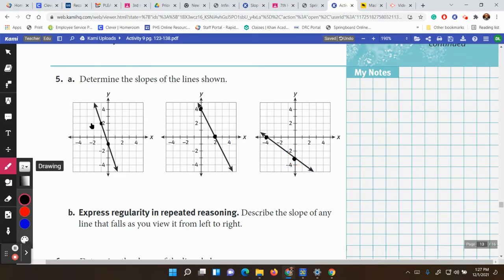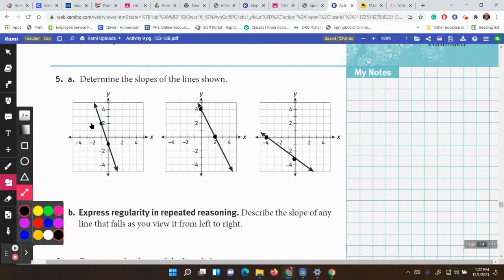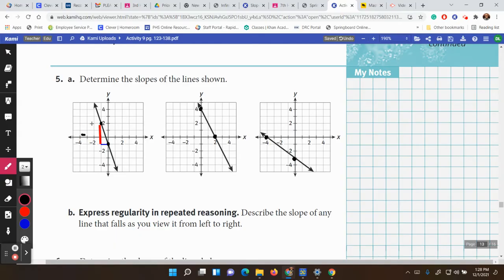So my rise for this time is actually going to go down. All right, I'm going down from here, going down to there. Then it's going to go over. So it goes down 1, 2, 3. It goes down 3. Down is negative. And then it goes to the right 1. So my slope for this one is -3 over 1, which is -3.